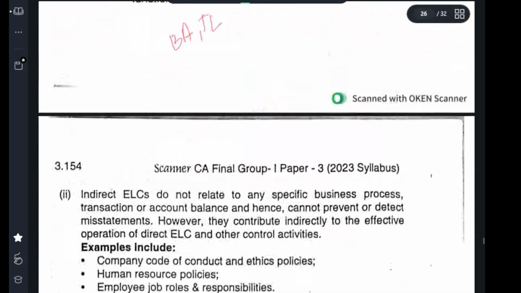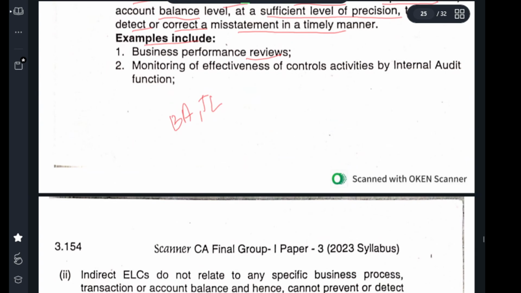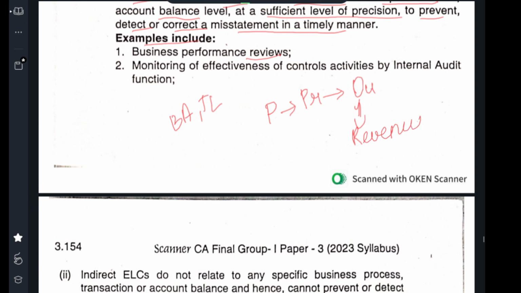Examples include business performance reviews. What are business performance reviews? What is this product, how is it processed, what is the output, what is the revenue we receive from this process? This is a kind of business process performance review. Another example is monitoring the effectiveness of control activities by the internal audit function.